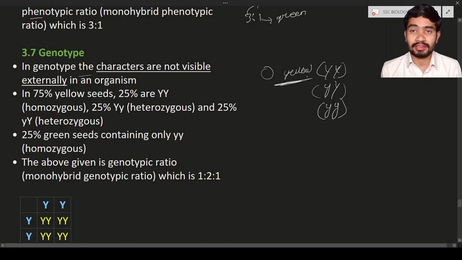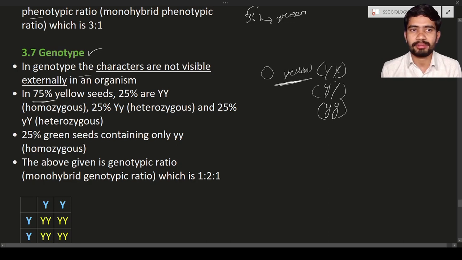Because the genes are in the cells of a seed, so you cannot say. Hence we can say the phenotype of a seed, but you cannot say the genotype of the seed just by looking at it or just by looking at the characters. These characters are not visible externally. In the genotype we have seen the F2 generation of the monohybrid cross.